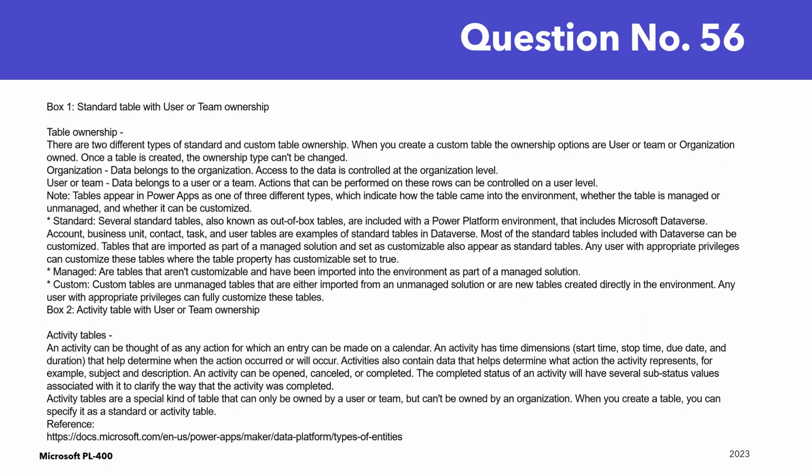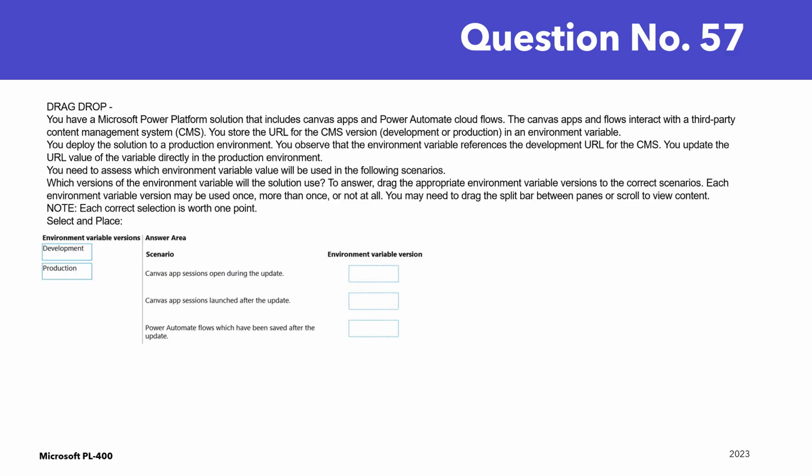You have a Microsoft Power Platform solution that includes Canvas apps and Power Automate cloud flows. The Canvas apps and flows interact with a third-party content management system, CMS. You store the URL for the CMS version, development or production, in an environment variable. You deploy the solution to a production environment. You observe that the environment variable references the development URL for the CMS. You update the URL value of the variable directly in the production environment.